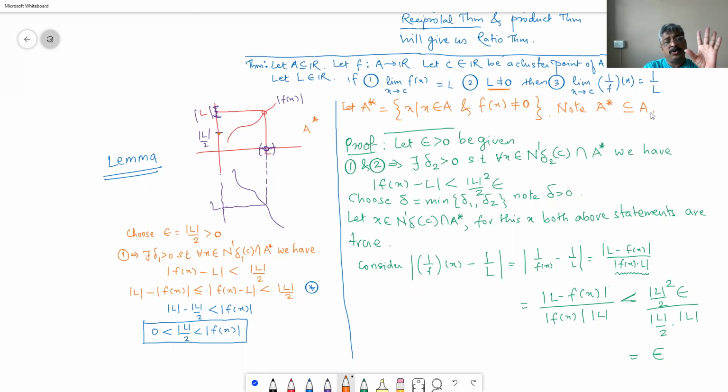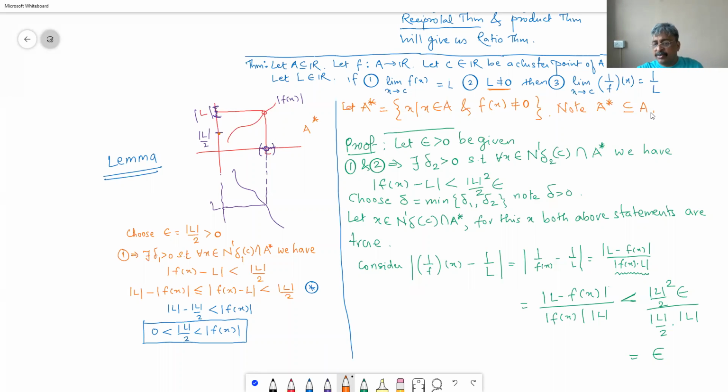Now, these lemmas will be useful for us whenever we want to replace mod f of x by either a smaller value of the function or a greater value of the function. So it is important. Mod L by 2 is a smaller number than mod f of x, and mod L plus 1 is a bigger number than mod f of x. These are the two important numbers that we need to have. So this is the proof of the reciprocal theorem.